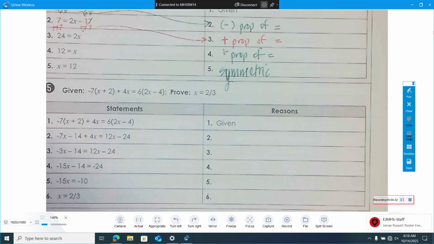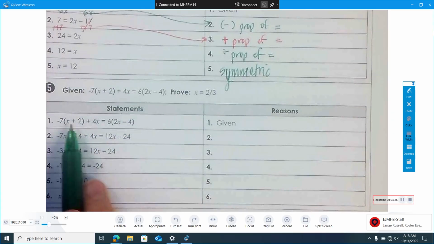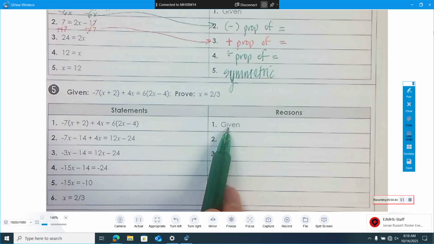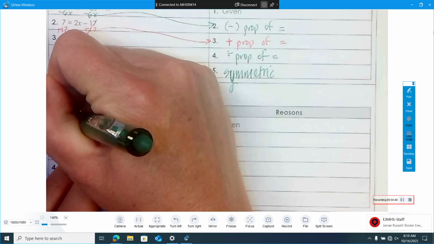Next. So again, the given statement is exactly what they gave us here, and our reason is that it's given. The first step is always given. Always. Then what do we do to get to step 2? Distribute. That's an easy one.